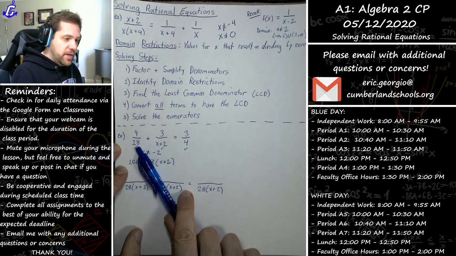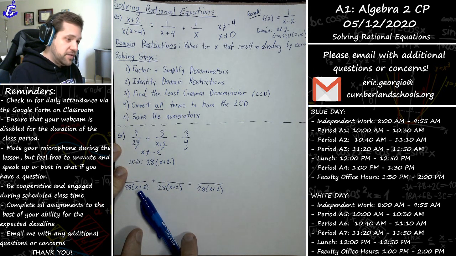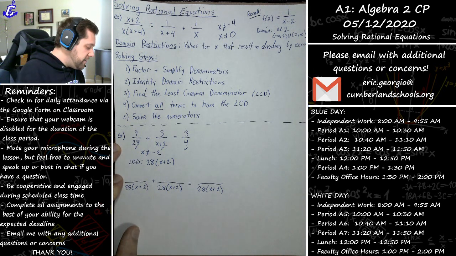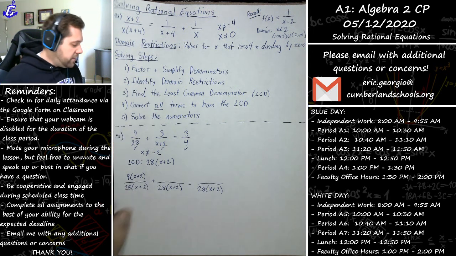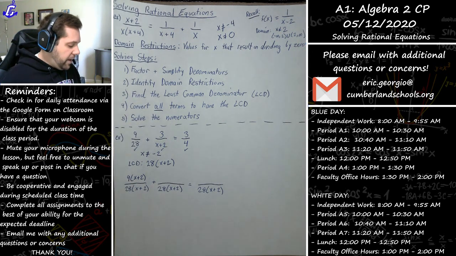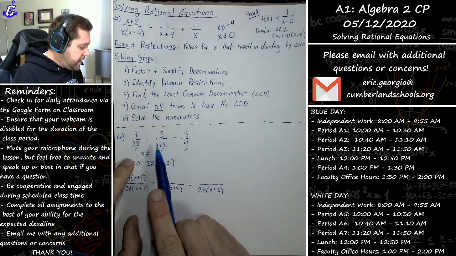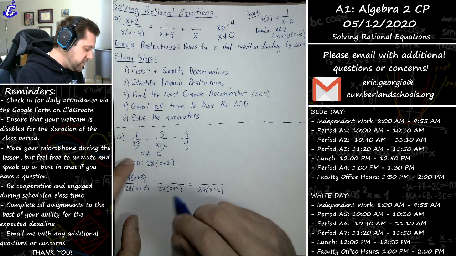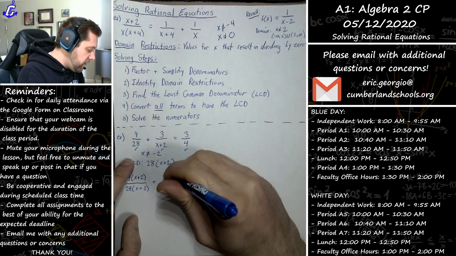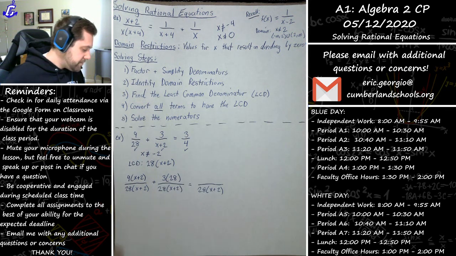Well, the first term here I have to multiply by x plus 2, right? The 28's already there. I need to multiply by x plus 2 in the numerator. So that's exactly what I'm going to do. Take the numerator that's already there, multiply by x plus 2. What do I need to do to get this term to look like this? I need to multiply by 28 because the x plus 2 is already there. We need the 3 that's already in the numerator times 28.